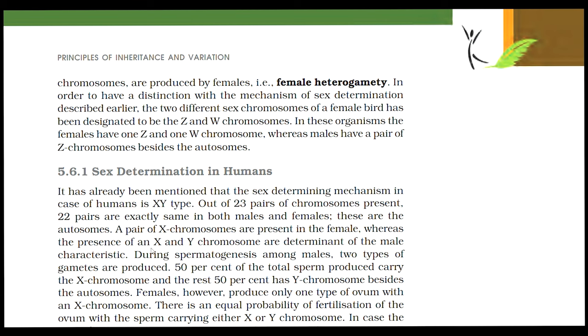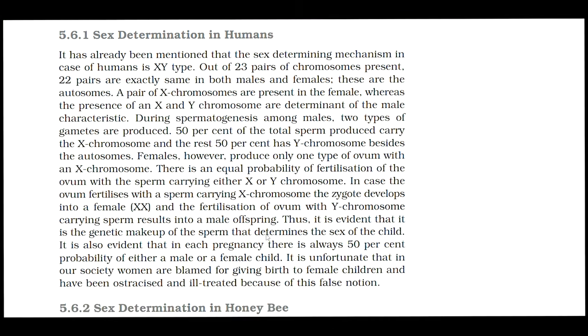During spermatogenesis among males, two types of gametes are produced. 50% of the total sperm produced carry the X chromosome, and the rest 50% have the Y chromosome besides the autosomes. Females, however, produce only one type of ovum with an X chromosome. There is an equal probability of fertilization of the ovum with the sperm carrying either X or Y chromosome. In case the ovum fertilizes with a sperm carrying X chromosome, the zygote develops into a female, XX, and the fertilization of ovum with a Y chromosome carrying sperm results in a male offspring.